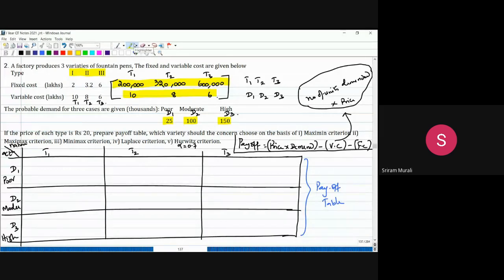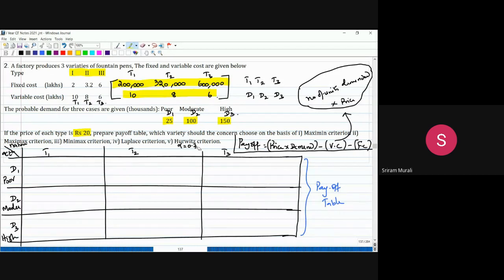What is the price of each variety? Rupees 20. Prepare the payoff table. We want to construct the table. Which variety should the concern choose based on maximin, minimax, maximax, Laplace, and the 0.7 criterion? I come to these criteria slowly. First, let us construct this payoff matrix. Then let us come to these methods one by one.